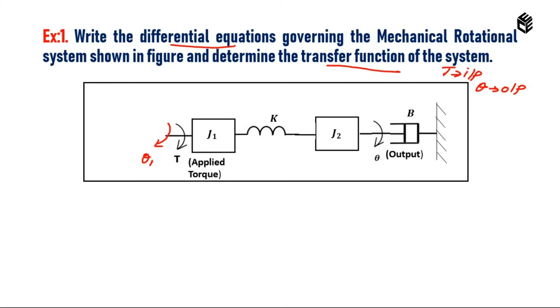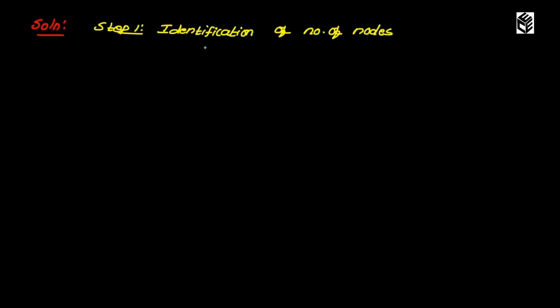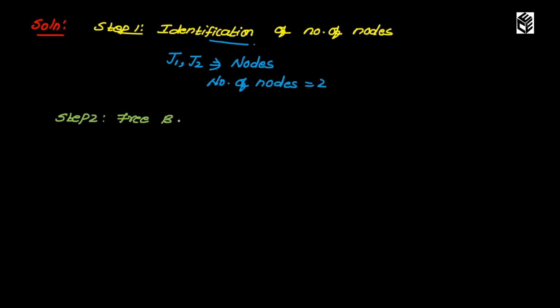As we are familiar with the steps, we can solve the problem directly. So the solution is, so what is our step 1? Our step 1 is identification of number of nodes. So here the moment of inertia are considered to be nodes. Since we have two moment of inertia J1 and J2, we can say that number of nodes is equal to 2.